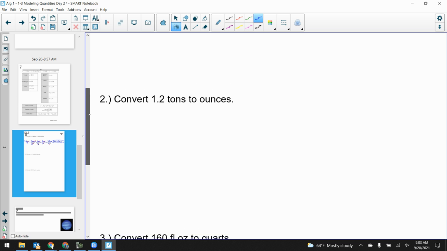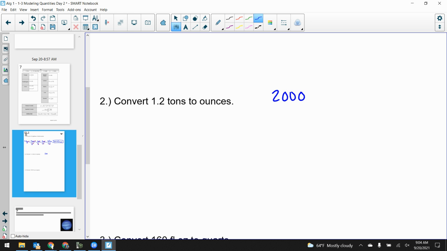Okay, let's go tons to ounces. There is one conversion that is not on this sheet that I think you should know. How many pounds are in a ton? 2,000. 2,000 pounds is equal to 1 ton. Go ahead and write that on your reference sheet. 1 ton is 2,000 pounds.